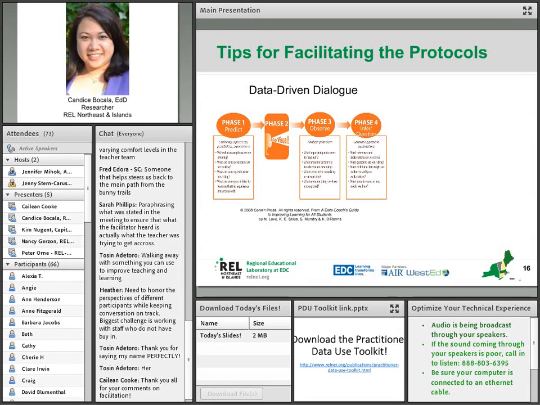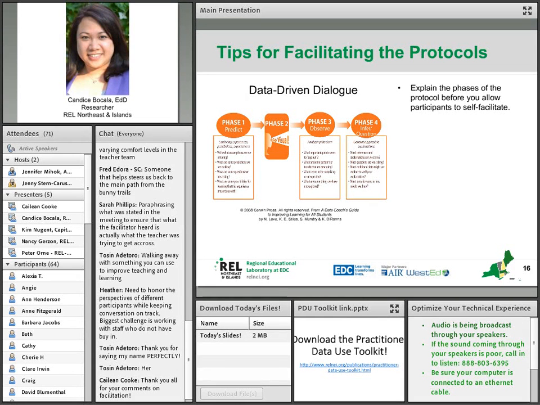A second one, which probably many of you have seen because it's widely available out there, is the Data-Driven Dialogue Protocol. This is an older protocol, widely used in different forms, and we like it because it really explicitly moves teachers through the phases of starting with prediction, followed by going visual or looking at a visual display of the data, then starting with observations before moving to inferences and questions. So this is definitely one of our favorite, more widely used protocols.